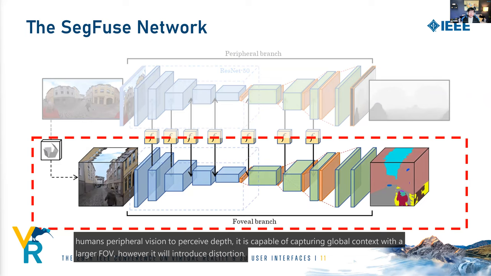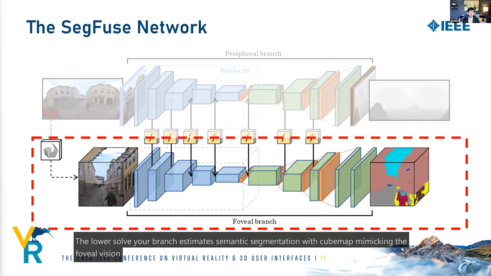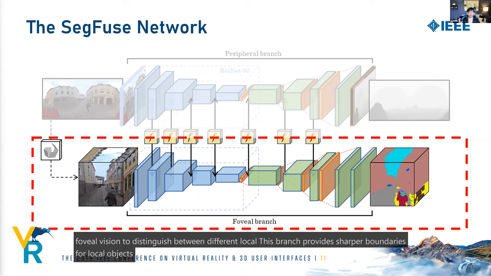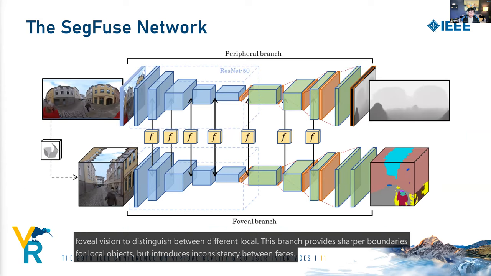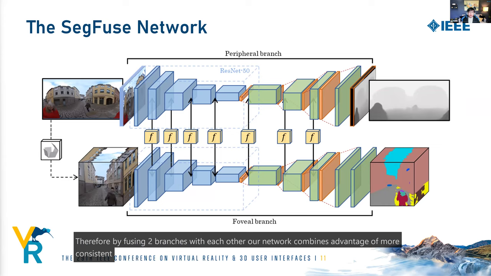The lower foveal branch estimates semantic segmentation with cube map, mimicking the foveal vision to distinguish between different local objects. This branch provides sharper boundaries for local objects, but introduces inconsistency between faces. Therefore, by fusing two branches with each other, our network combines advantage of more consistent global context and also sharper local details.